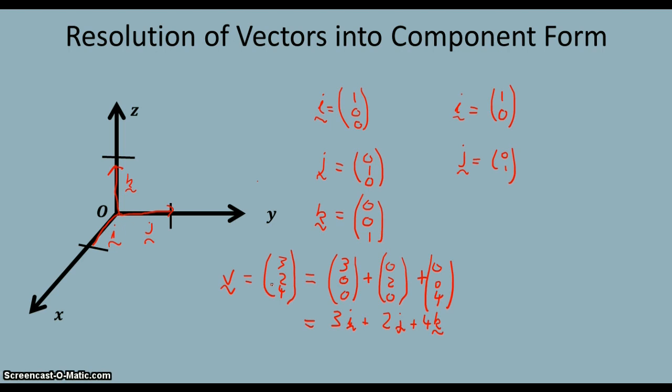So this notation here, this i, j, and k notation, is resolving a vector into component form, and it is very common for vectors to be written using this notation. Just as a final example, we'll look at a vector in 2 dimensions. So let's say we have a vector defined as vector u equal to minus 4, 5. In i, j, and k notation, that would be minus 4i plus 5j.